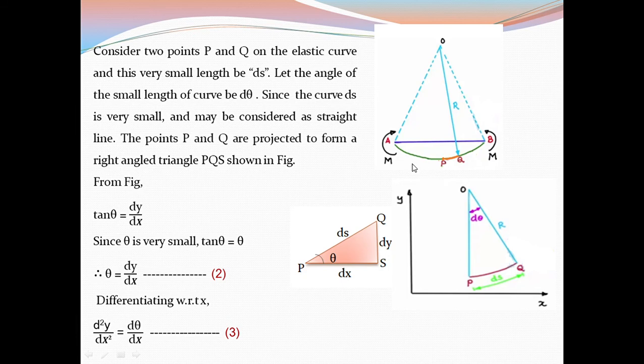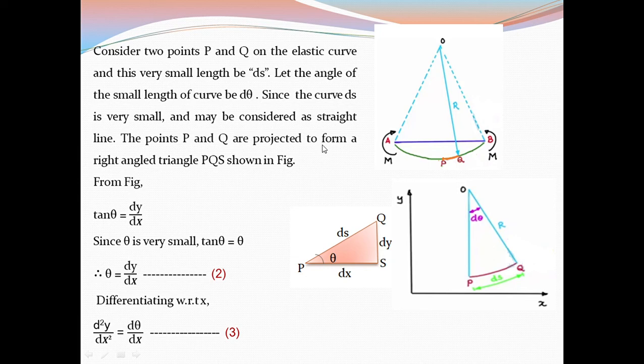Now you know this elastic curve of a beam AB, right? Here we consider two points P and Q for a very small length. In the curve we consider a very small length ds, a very small length of PQ. Let the angle of the small curve be d theta.